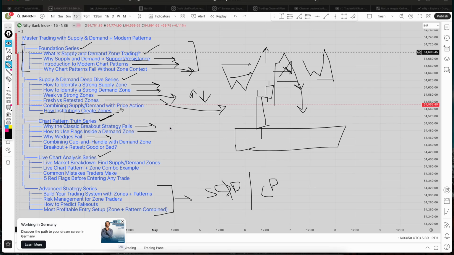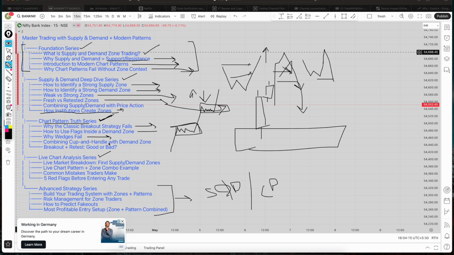The flag chart pattern you might be aware of. The market will be going up, then a small consolidation, and then again going up, and this consolidation is known as a flag pattern. And if it is clubbed with strong demand zones, then we'll see how it works, and when it will fail and when it will give us good profit.